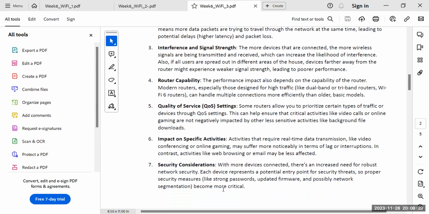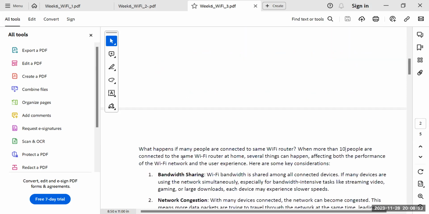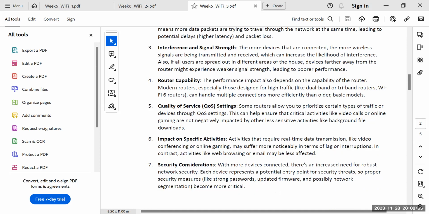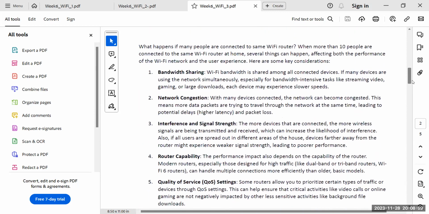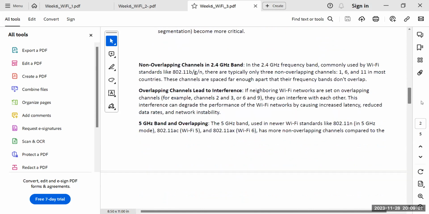Security considerations. With more devices connected, obviously, there is an increased need for robust network security, as each device represents a potential entry point for security threats. So proper security measures become more critical. So this is a very important thing, that is what happens if more devices are connected to the same Wi-Fi network, right?